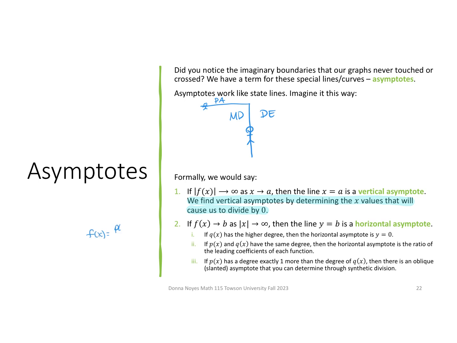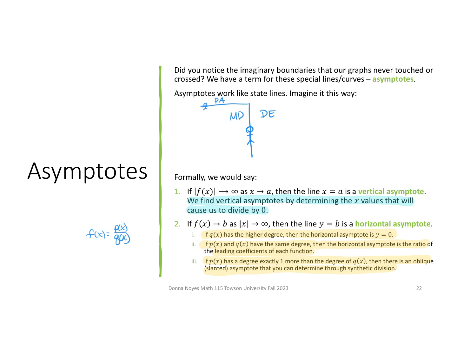So again, what that means is for our function f of x equals p of x over q of x, if q of x has a higher degree, then there's a horizontal asymptote at y equals 0. If they have the same degree, then the horizontal asymptote is the ratio of the leading coefficients. If p of x has a degree that is exactly 1 more than q of x, then there's something we call an oblique asymptote, which is a slanted line, and we would just find it through synthetic division.